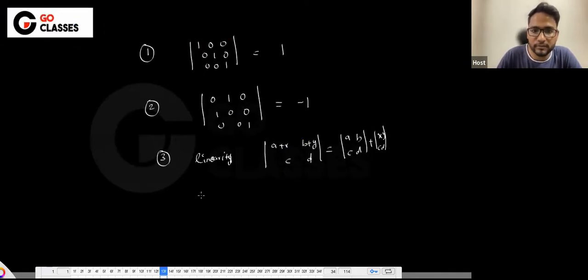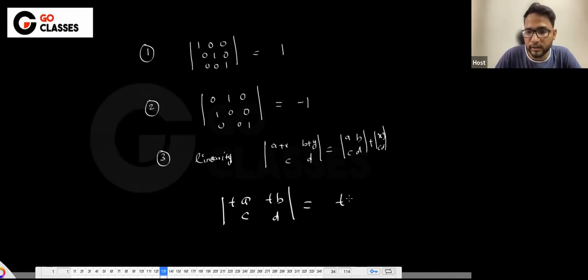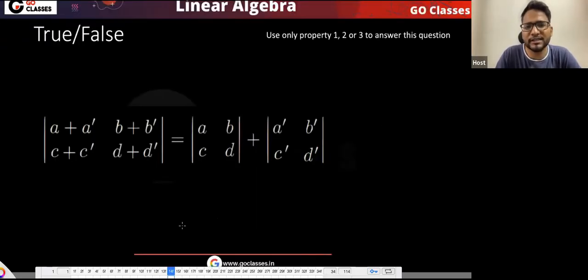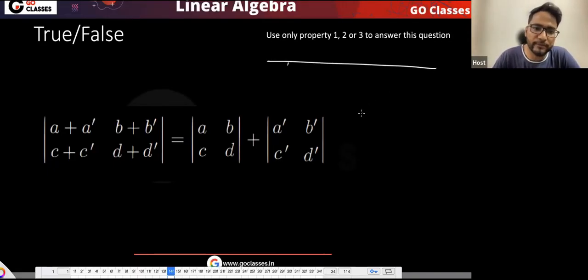If you have something like T A, T B, C D, then you can take T common, and it will be A B C D. So these are the three properties that we have seen. Now, just based on these three fundamental properties, we are going to build the formula for the determinant. Before that, let's have some practice. Let's just solve this question. Whether this is true or false, just answer using only property 1, 2, and 3.